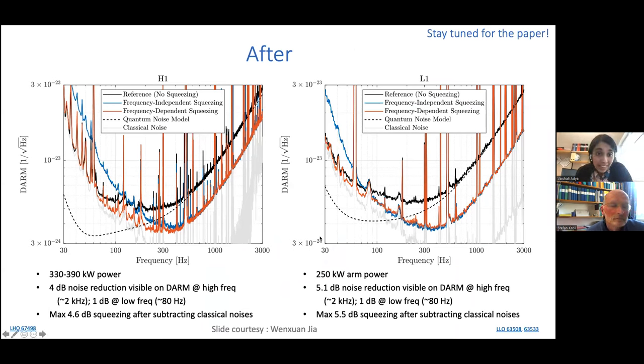But does that really work? Yes, which is great, just in time for the observing run. So here is the sensitivity of the two LIGO detectors, with frequency dependent squeezing shown in red and frequency independent squeezing shown in blue. And you can see that you have a broadband improvement in sensitivity, which is great. Also shown here at the bottom is the total optical power in the arm cavities of the interferometers, and the infrared squeezing levels that you have in the detectors right now.